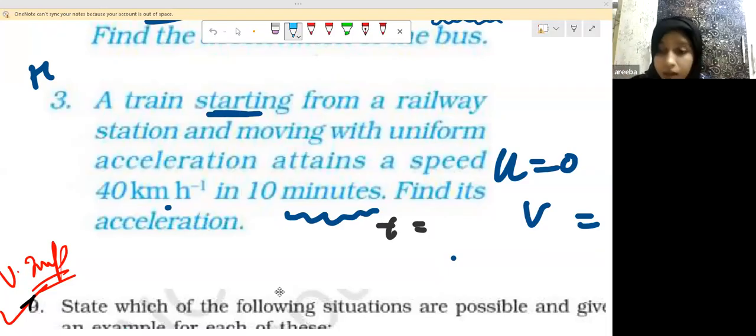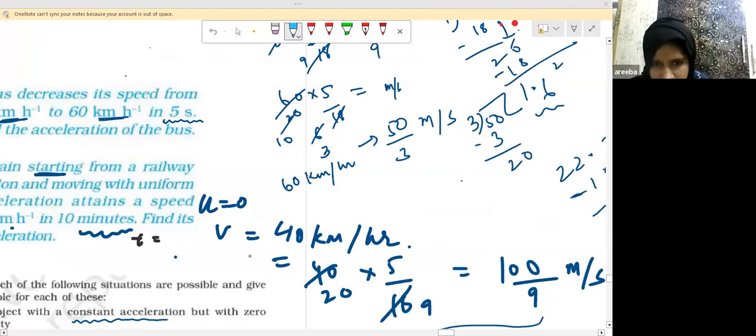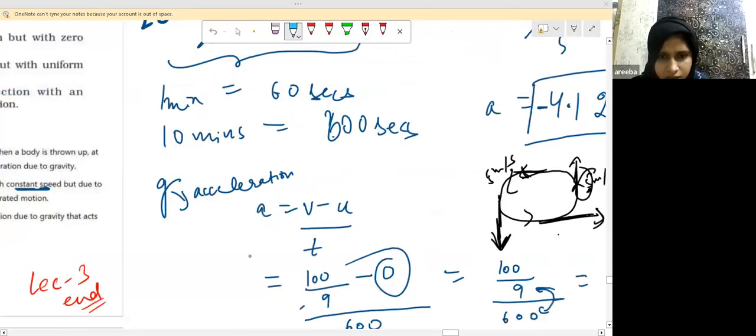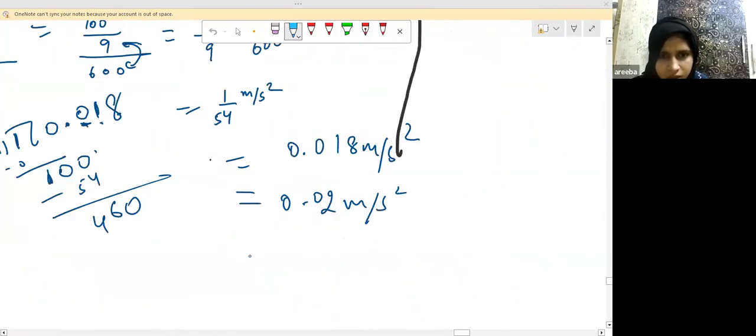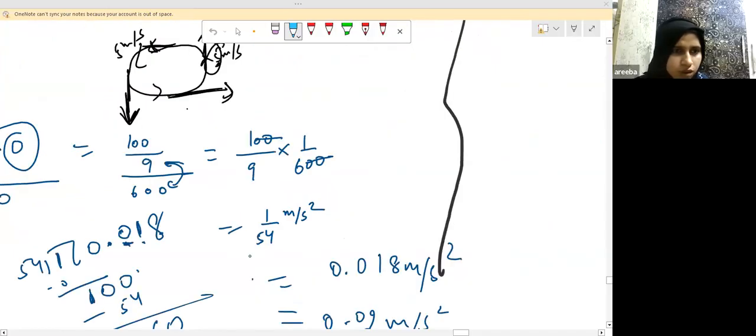Yes? The answer to this question is 240 kilometers per hour square. You haven't written the question, that means. No, the answer that I have got written here is 240 kilometers per hour square. Okay, let me see. No, I don't think so.